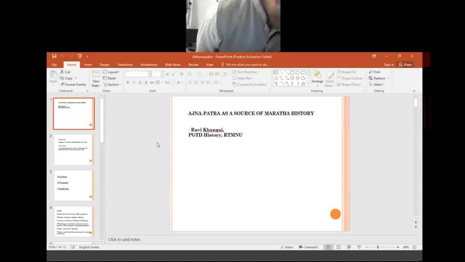Yes. Okay, so yesterday we started with Bakhar and we discussed a few Bakhars, how a Bakhar is an important source of history in spite of certain shortcomings. Now there is one more important source of Maratha history, and that is the Adnyapatra. This is the published Adnyapatra.